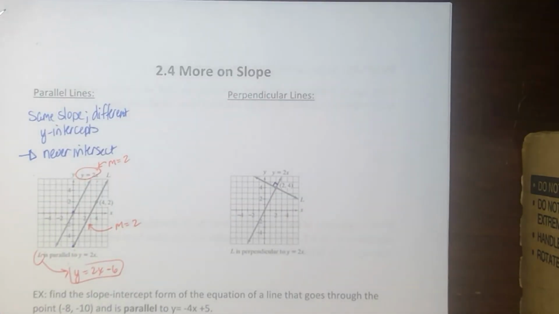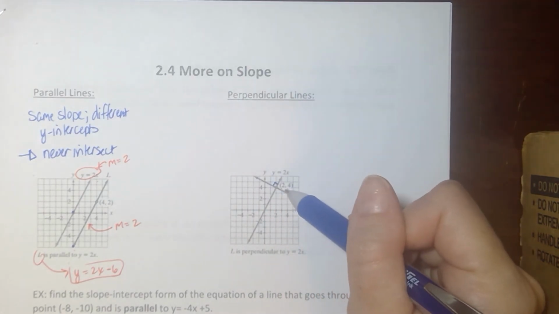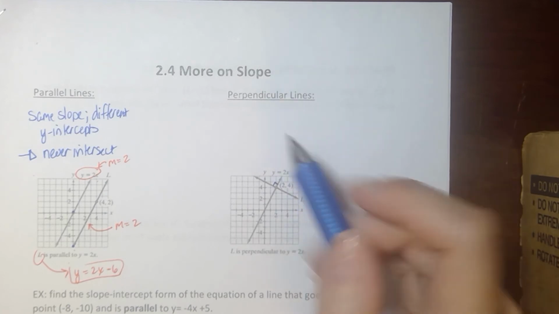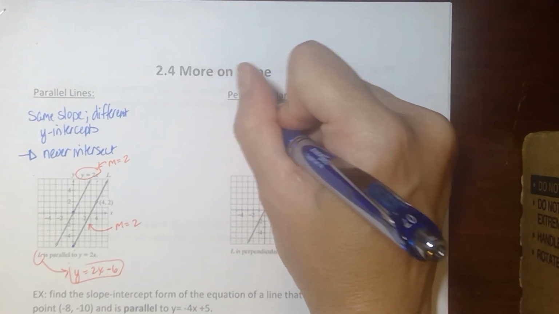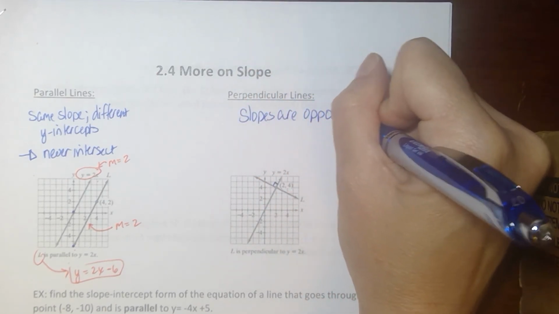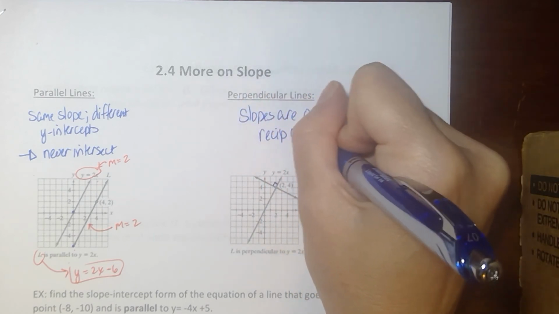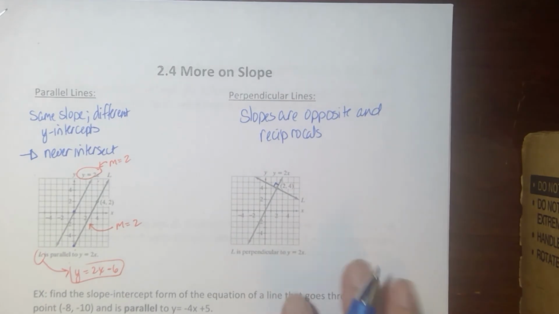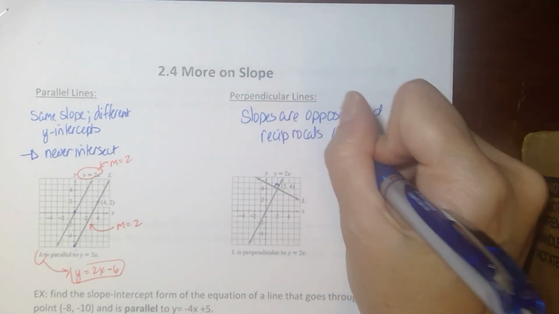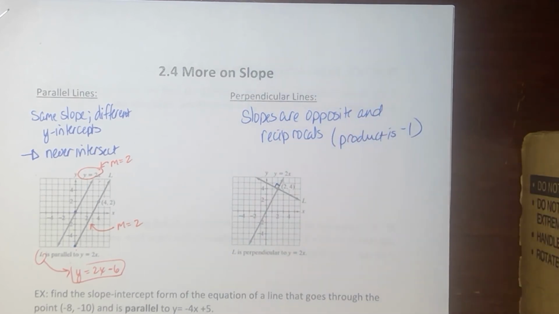Let's look at this example of perpendicular lines. When I have two lines that intersect in such a way that they form right angles, that happens because their slopes are opposite reciprocals of each other. When I multiply together two terms that are opposite reciprocals, the product is -1.